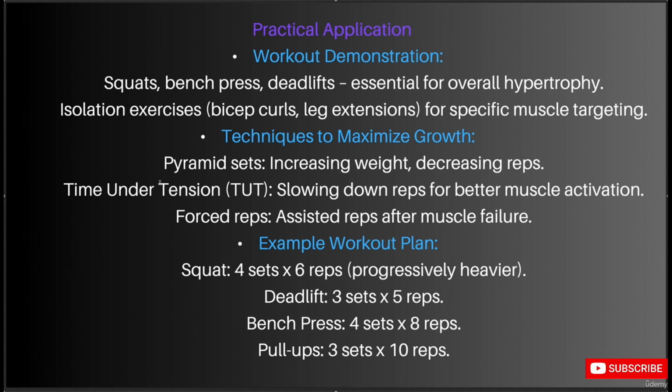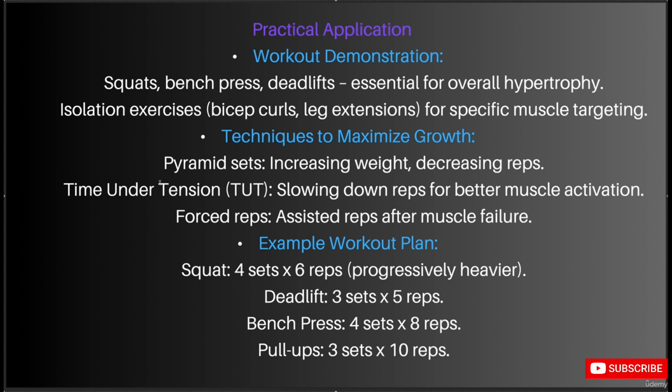Techniques to maximize muscle growth. Pyramid sets, where you increase the weight while decreasing the reps. That's basically a pyramid set. And there's the other kind, time under tension, slowing down reps for better muscle activation. Like while you're struggling, you actually slow down the set. That will increase your muscle activation, in turn causing more micro tears that will increase your muscle growth.